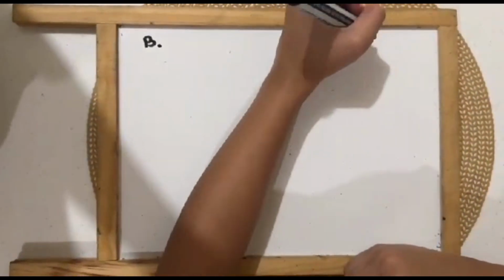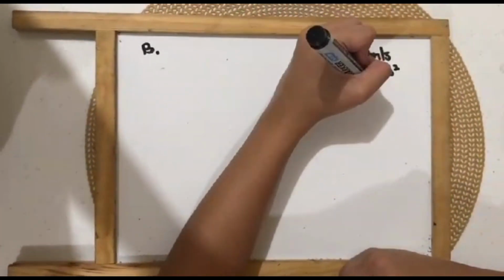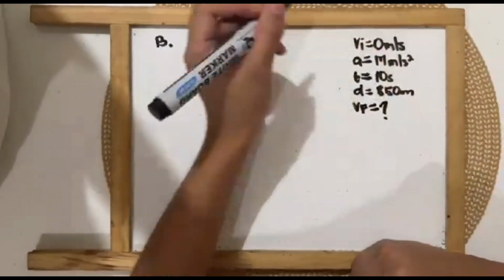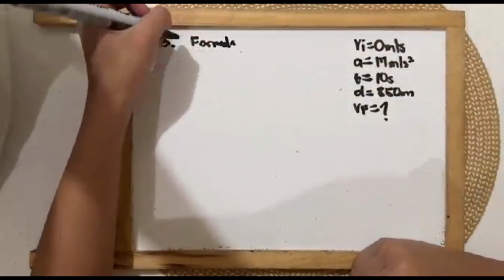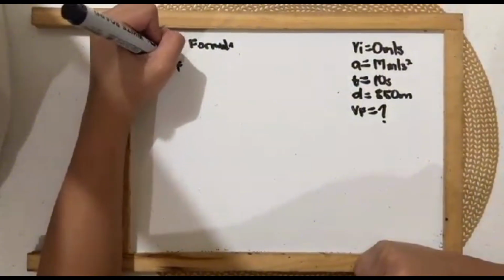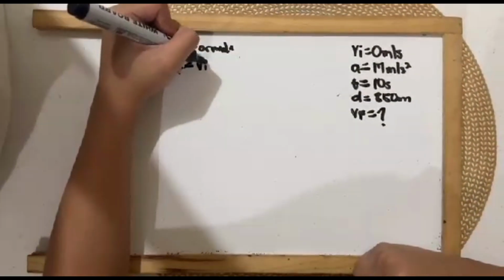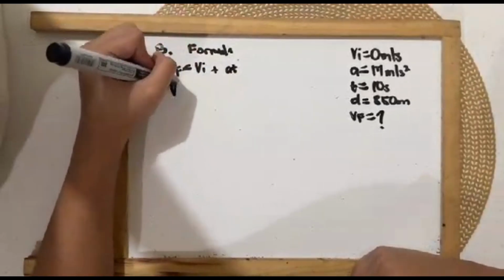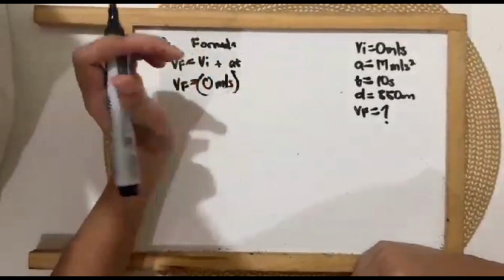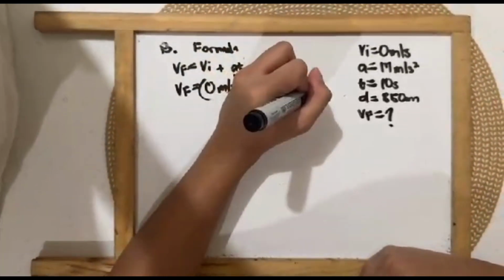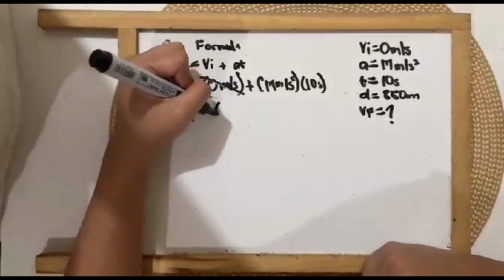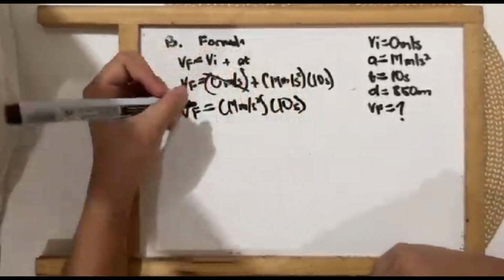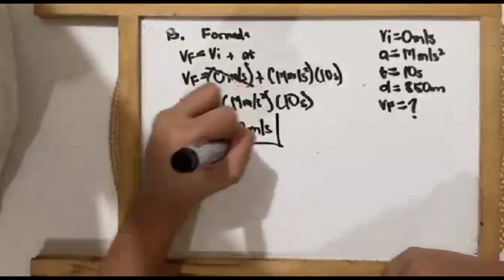Since we already have the given values, let's identify the formula that we are going to use. Since the problem asks for the velocity of the car, we will use the formula Vf equals initial velocity plus acceleration times time. Again, substitute it: 0 meters per second for Vi, 17 meters per second squared for acceleration, and 10 seconds for time. Multiply the acceleration and time first. Then we'll get Vf equals 170 meters per second. And that's it. That's how you solve horizontal motion problems.